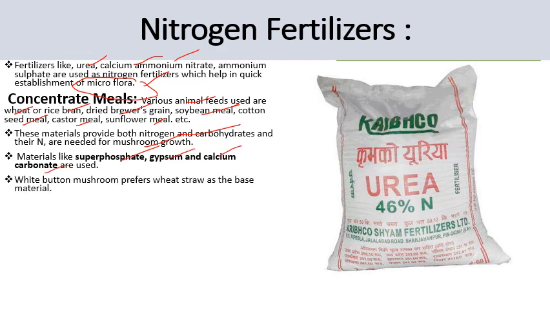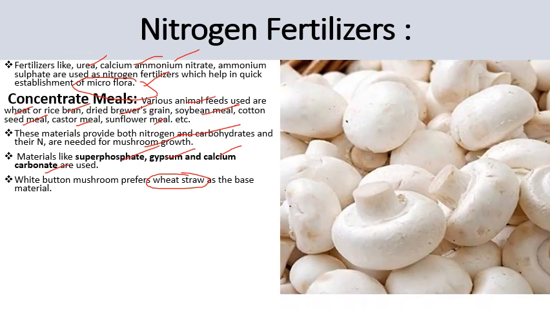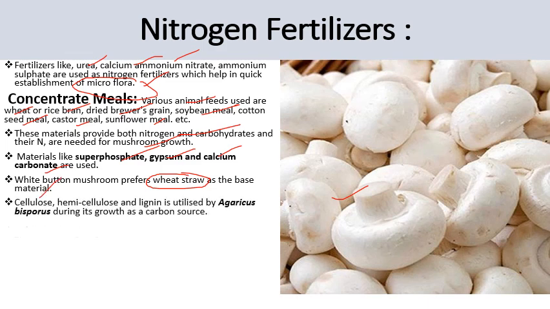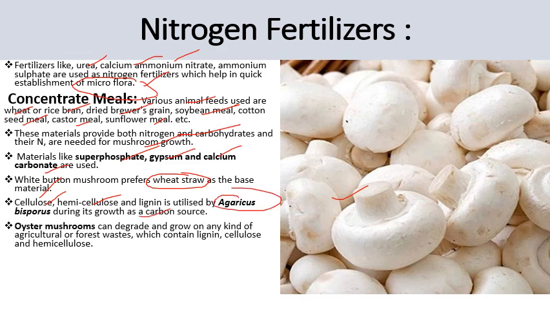White button mushroom prefers wheat straw. The white button mushroom, which is commercially available in the market, prefers wheat straw as the base material. It is rich in cellulose, hemicellulose and lignin, which is utilized by Agaricus bisporus during its growth as a carbon source. Next we have oyster mushroom, that is Pleurotus species, that can degrade and grow on any kind of agricultural forest waste which contains lignin, cellulose and hemicellulose.